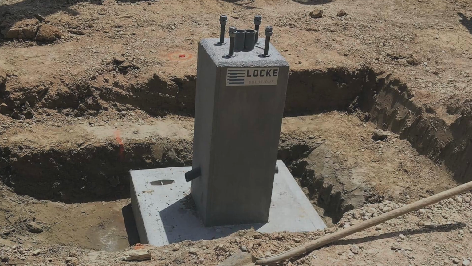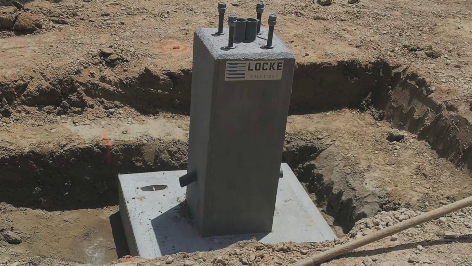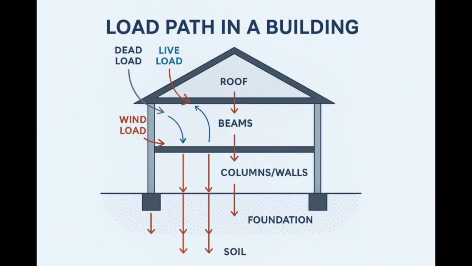Concrete footing. At the bottom of the wall is a concrete footing. This spreads the load out over a large area so the ground can safely support it. Soil. Finally, everything transfers into the soil. The ground supports the entire structure. If the soil is weak or not compacted properly, the building can settle and crack. So the key idea is everything must stay connected. The load travels from roof, steel, wall, bond beams, footing, soil. If there's a break anywhere in this path, the system can fail.